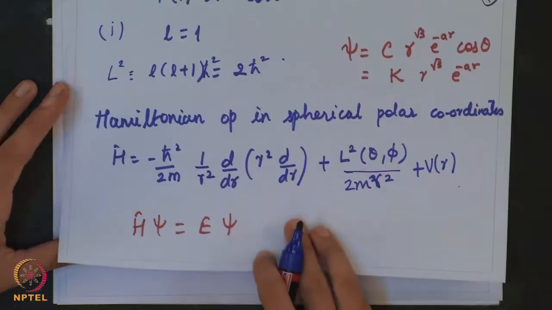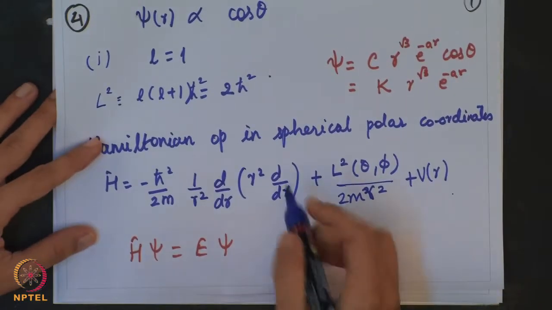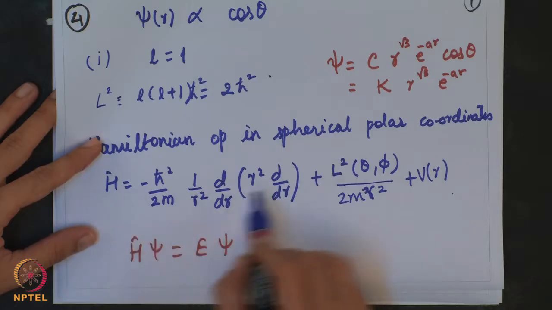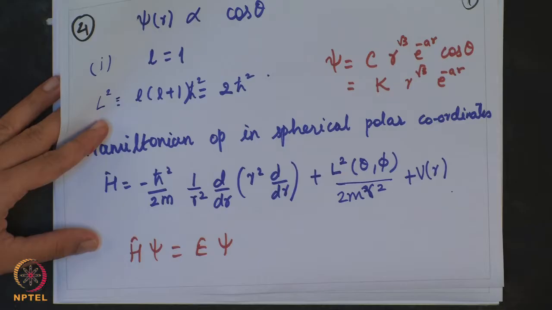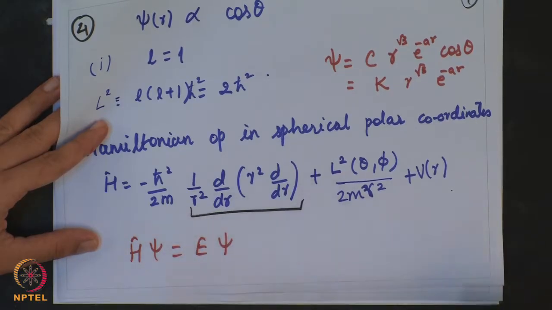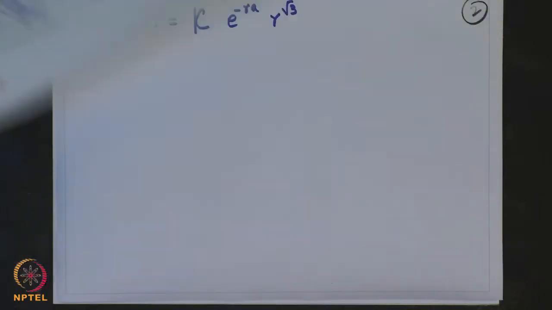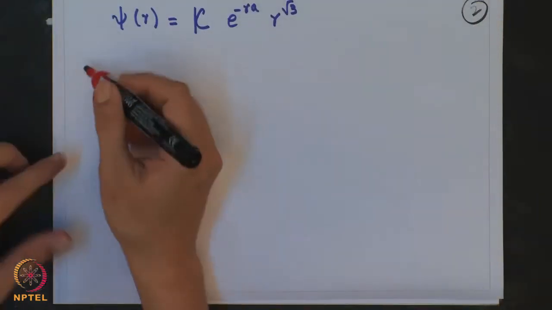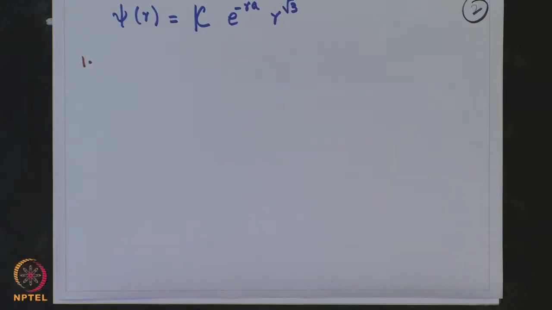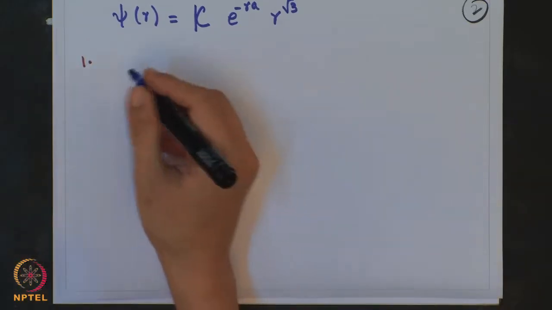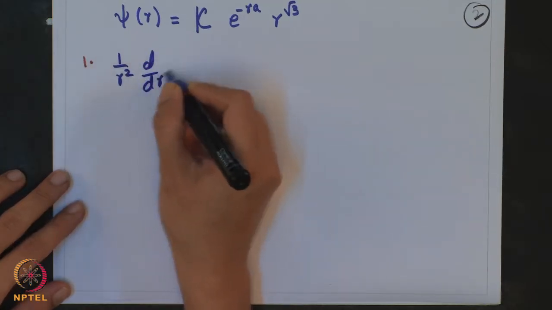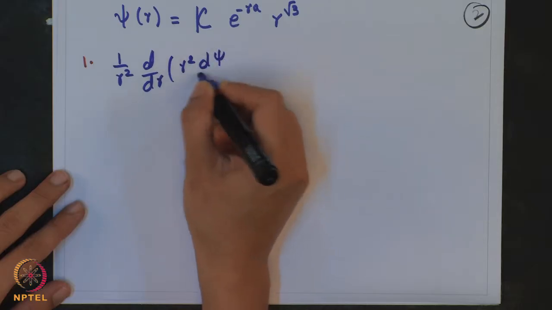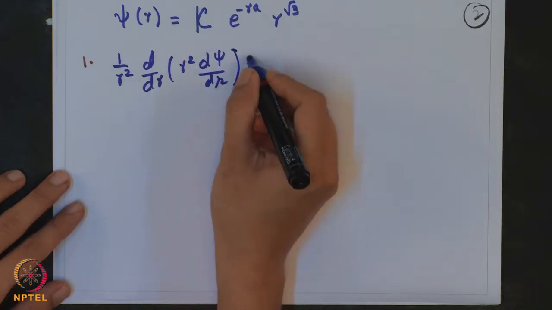And coming back here, when I operate H on psi, I will first worry about this part. Let me write this in terms of steps or points. Point number 1, what will you do? You will evaluate 1 by r square d by dr of r square d psi by dr.